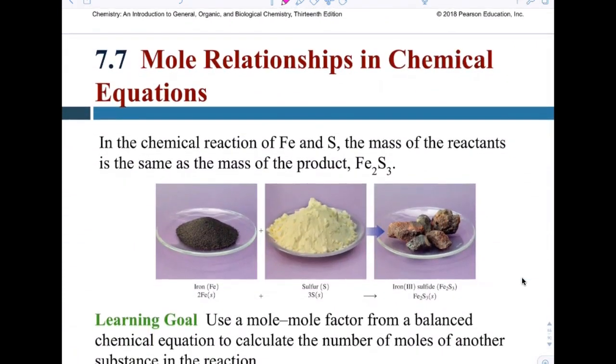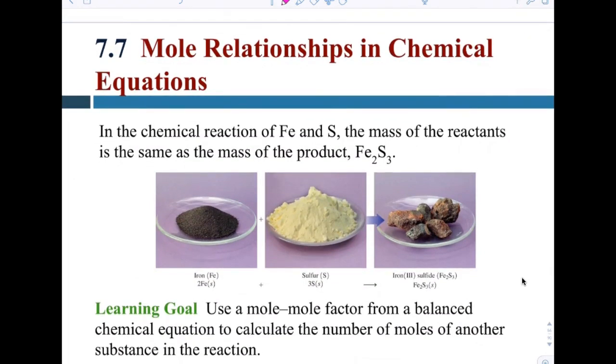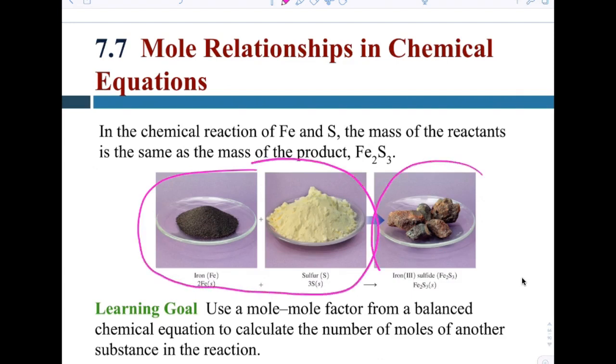So the next step for this chapter is talking about molar relationships, and we're going to build on the first video in the mole relationships and mole conversions, molar masses. And so in a chemical reaction, the mass of the reactants is the same as the mass of the products. If I put together 2 irons and 3 sulfurs and I get iron(III) sulfide, the combined mass of these reactants would equal the total mass of the product.